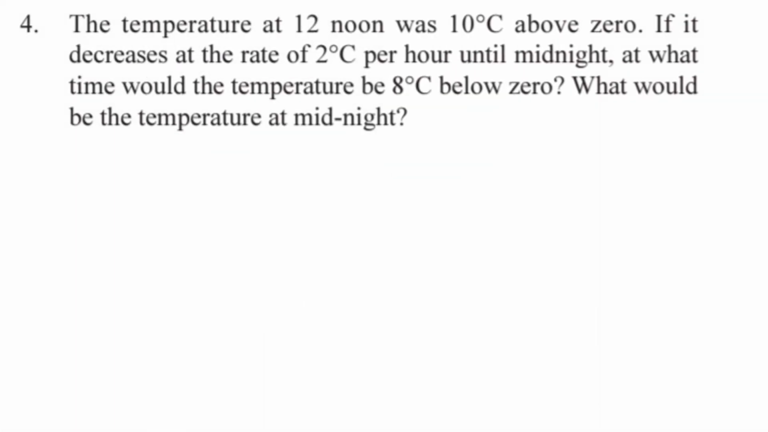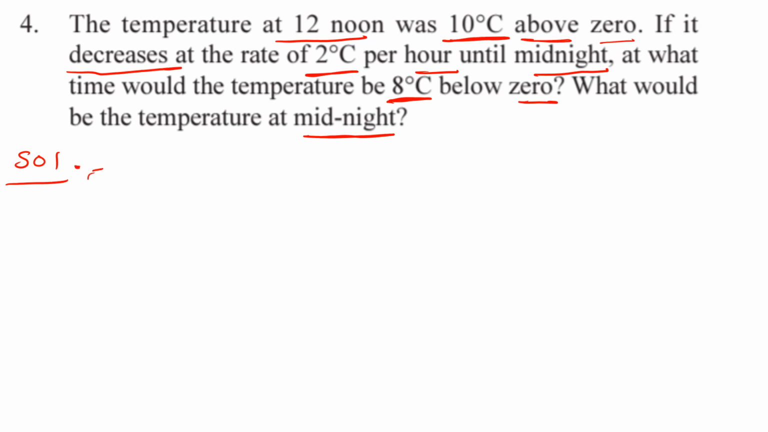Question number 4. The temperature at 12 noon was 10 degrees centigrade above zero. Above zero means positive. If it decreases at the rate of 2 degrees centigrade per hour until midnight, at what time would the temperature be 8 degrees centigrade below zero? What would be the temperature at midnight? There are 2 questions given there. Look at the solution. First write it down here.